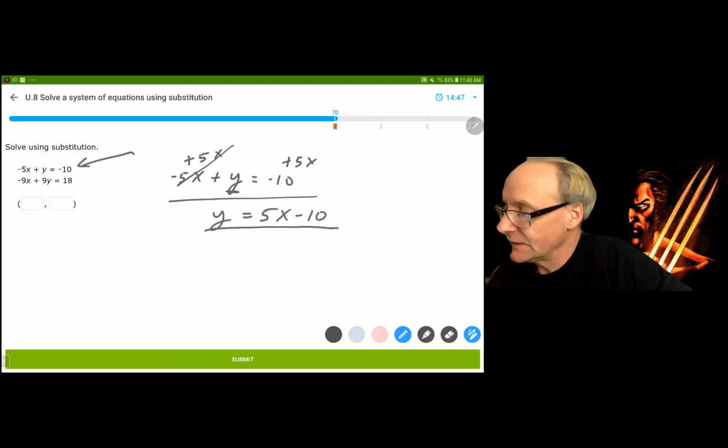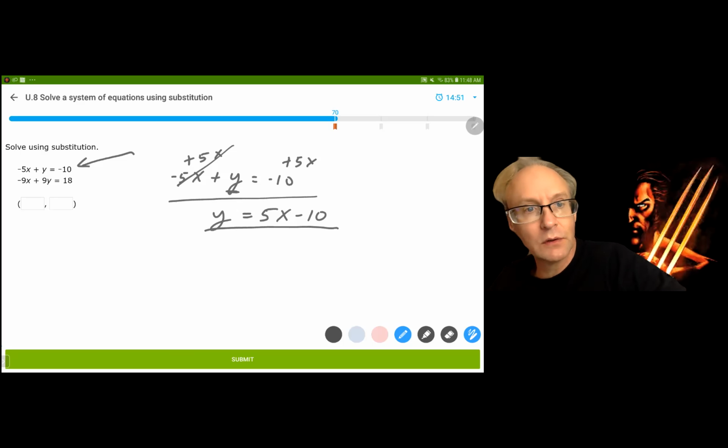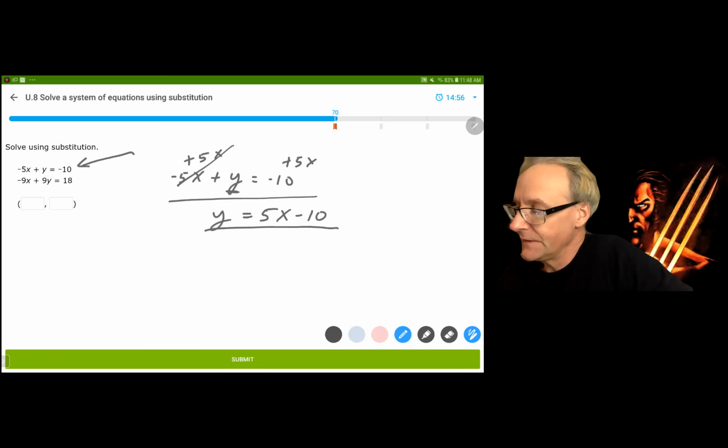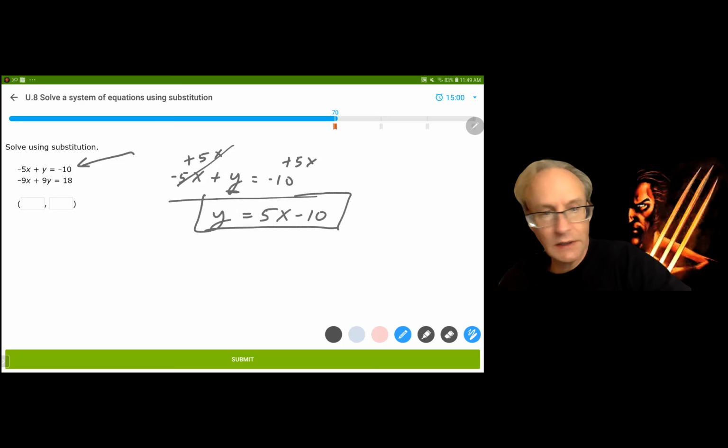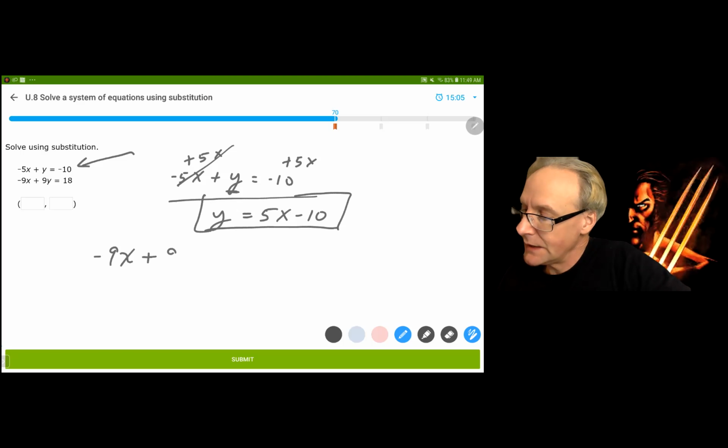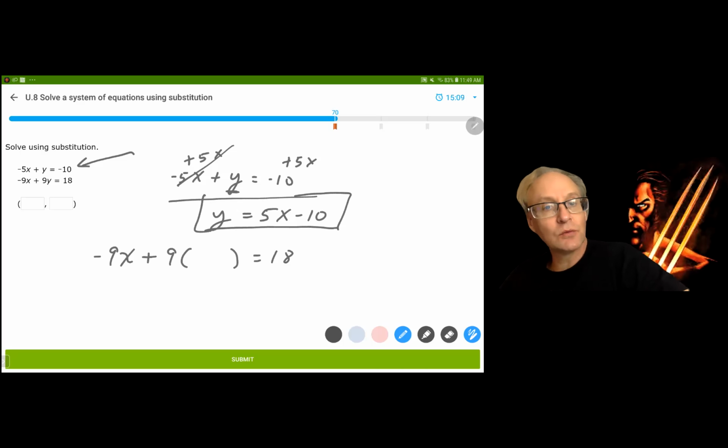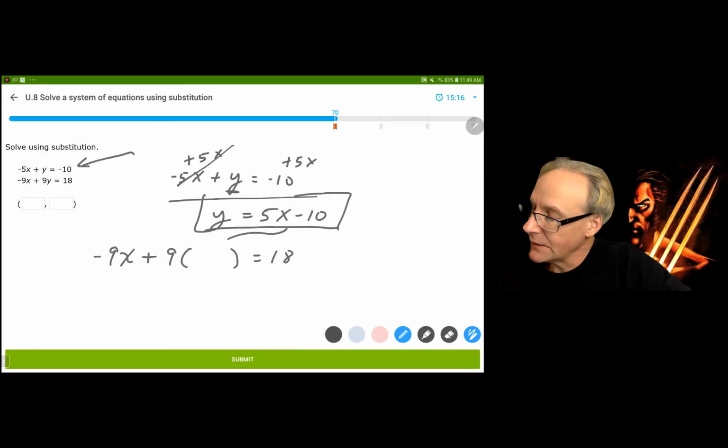If you substitute this y value into your first equation, you're just going to get something like 0 equals 0 or negative 10 equals negative 10. What we want to do is substitute this equation, which is the first one, into the second one. So I have negative 9x plus 9 times y equals 18. And I like to write it with a parenthesis instead of a variable, so that instead of this y value, I can put that 5x minus 10.